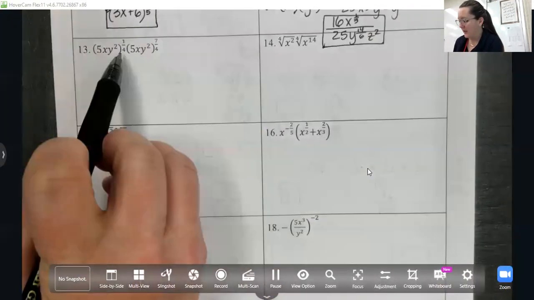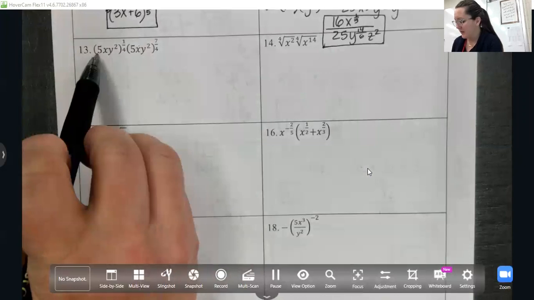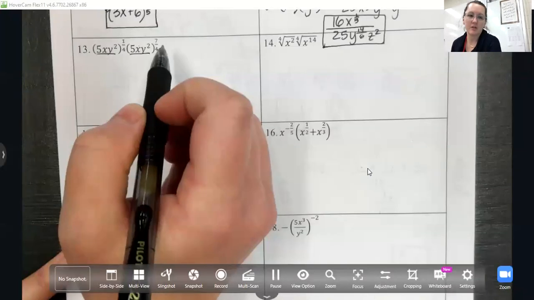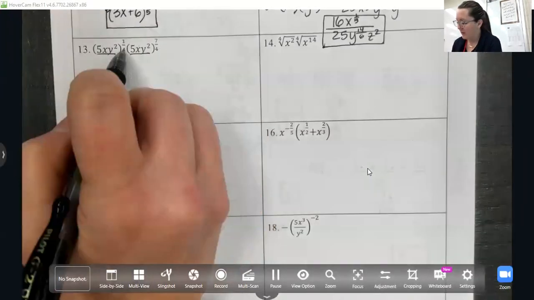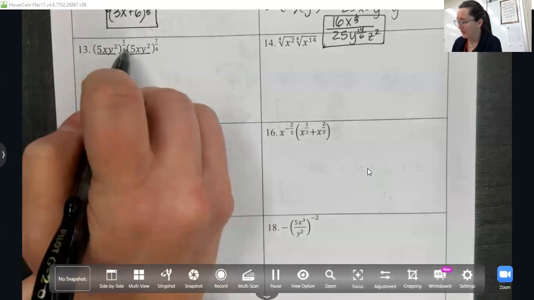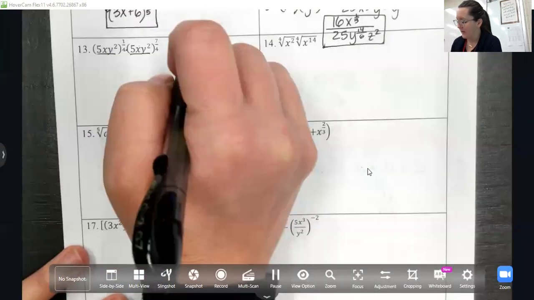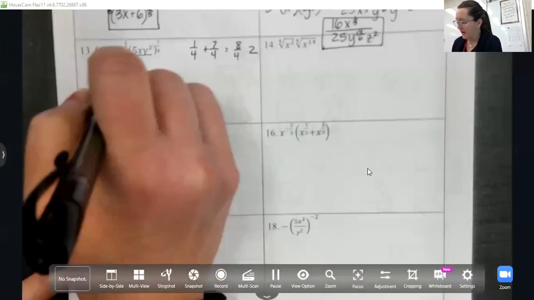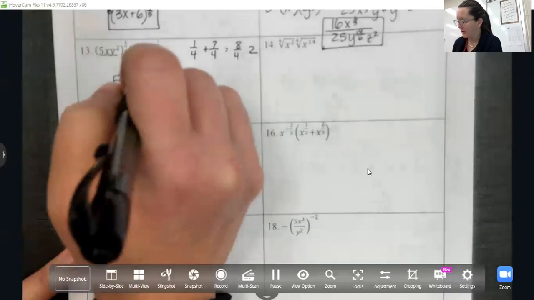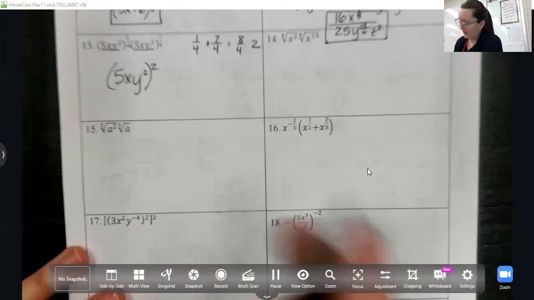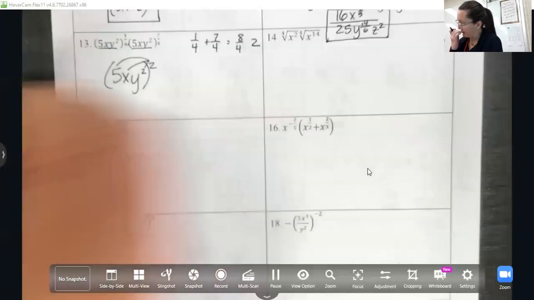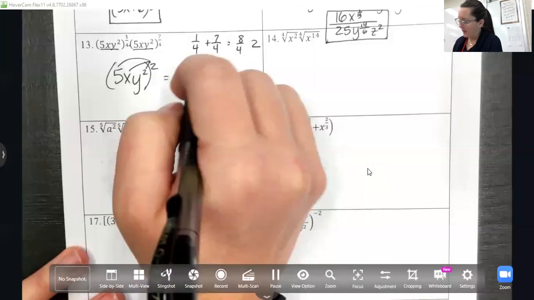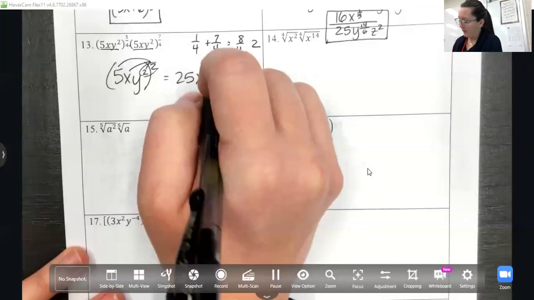All right, next one here. Notice that my bases are the same. So before I distribute the exponent to each of the terms, I know that if I'm multiplying, I can add my exponents. I can add the 1/4 and the 7/4, which gets me 8/4 or 2. So this is the same as 5xy squared, squared. Now we can distribute that to each of the numbers here. So we have 5 squared is 25, x squared is x squared, y squared raised to the second power is y to the 4th.